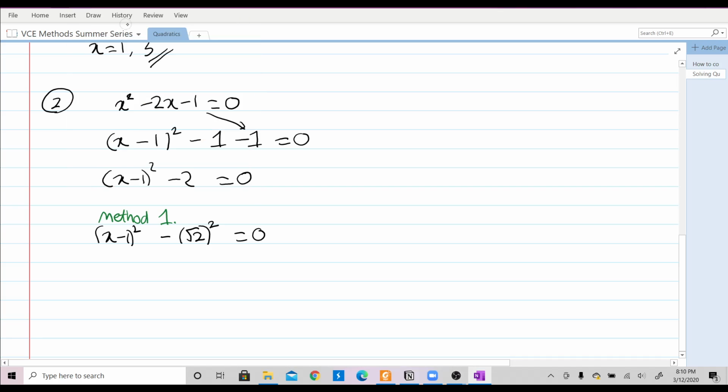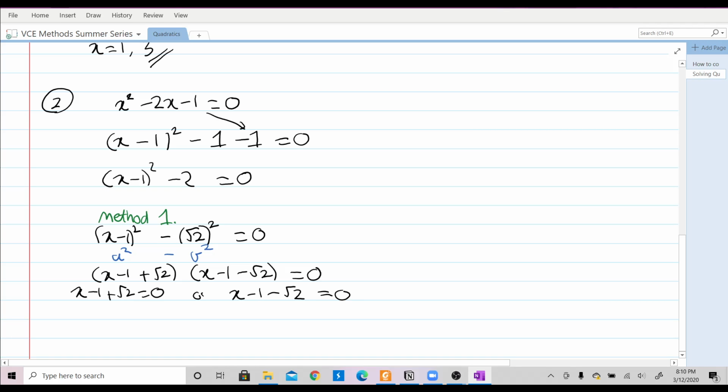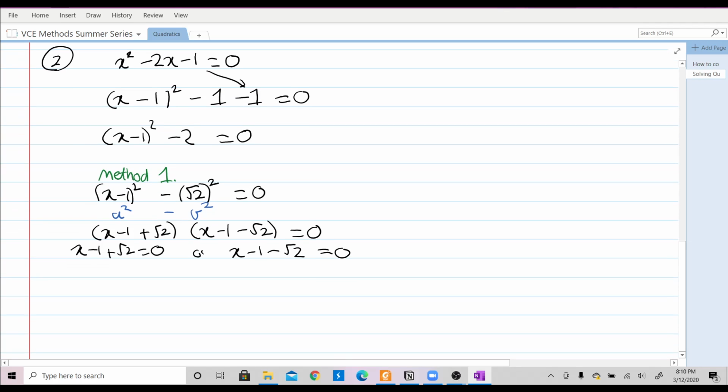Now again we have the form a² - b². So all we have to do is write (a + b)(a - b) = 0. Then we can use the null factor law: x - 1 + √2 = 0, or x - 1 - √2 = 0. So therefore x = 1 - √2, or x = 1 + √2.